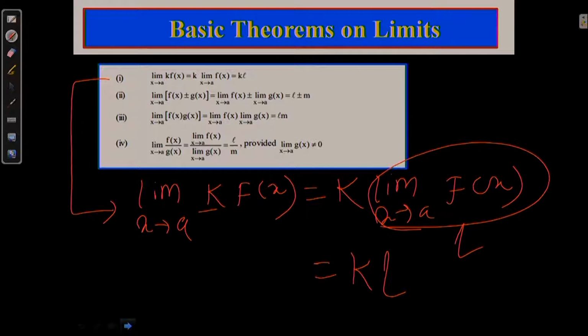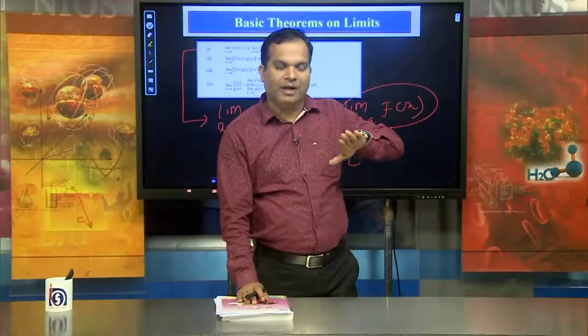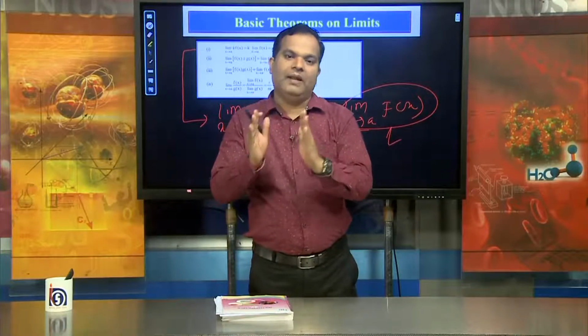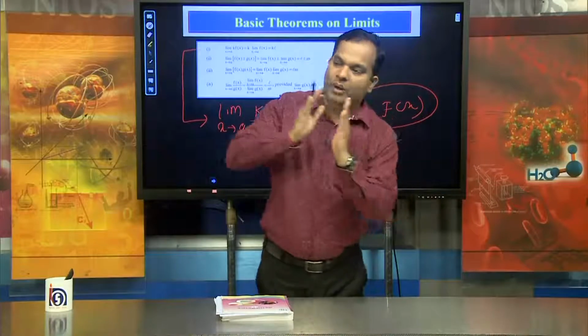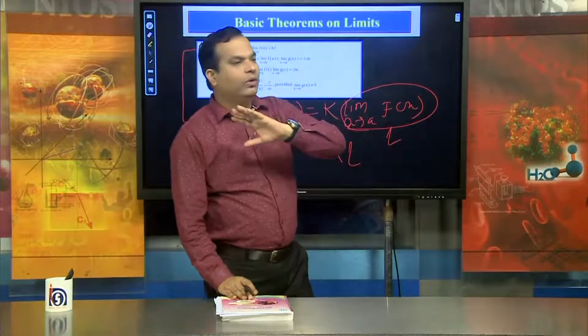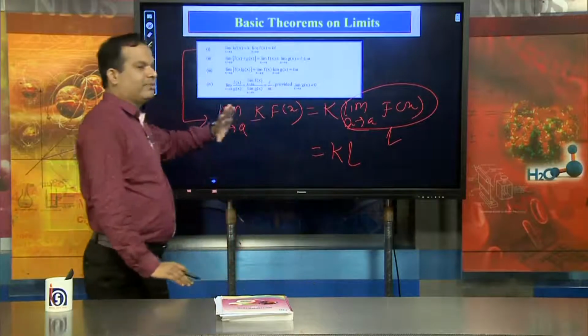Okay, so dear learners, this is the first theorem. You must understand, if a constant quantity is multiplied with a function, when finding the limiting value, the constant quantity has to be brought outside, and multiplied with the limiting value. This is known as the first basic theorem.